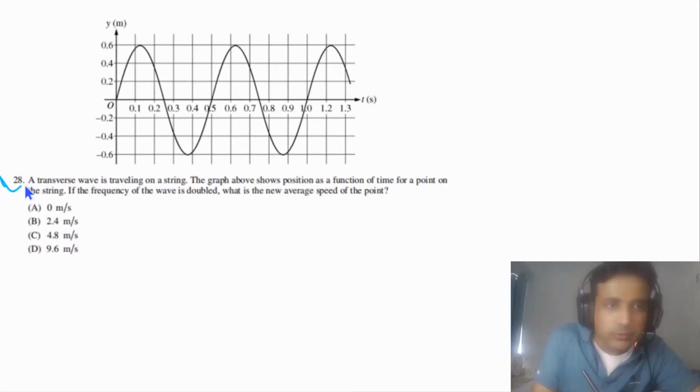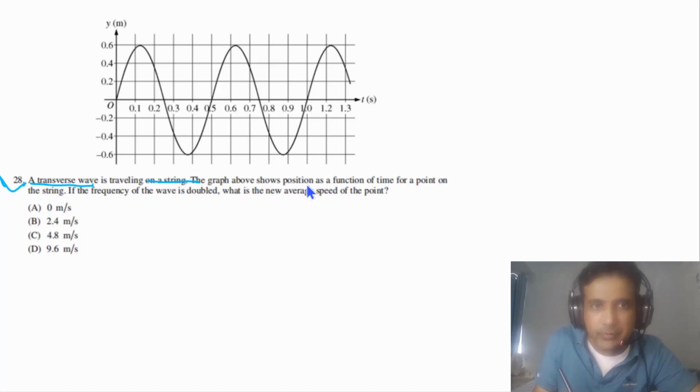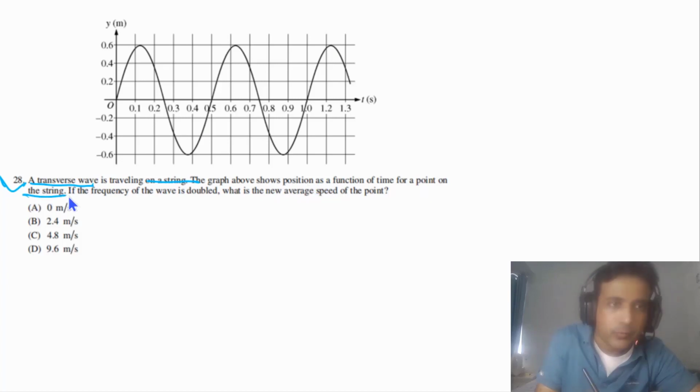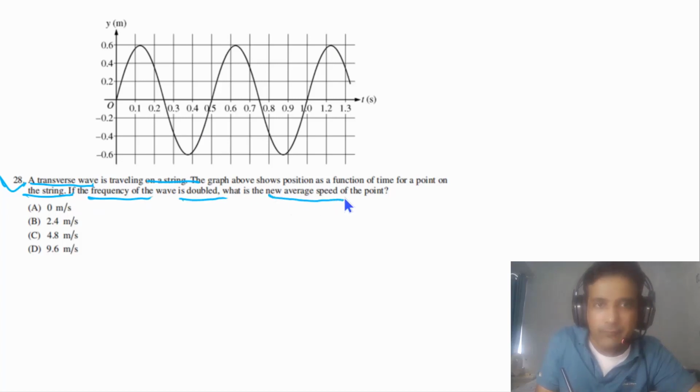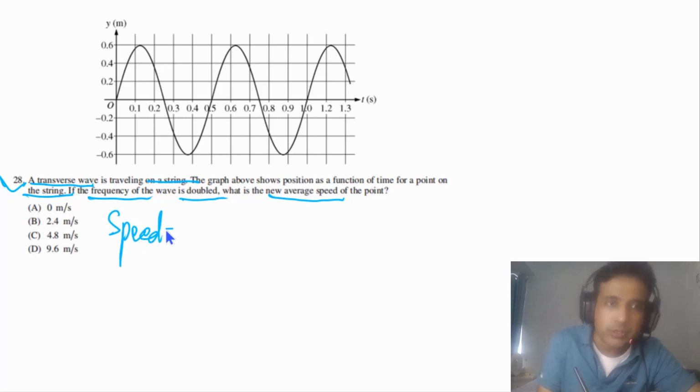Question 28 says a transverse wave is traveling on a string. The graph above shows position as a function of time for a point on the string. If the frequency of the wave is doubled, what is the new average speed of the point? So in this case we are talking about speed, so simply we can say speed is equal to distance traveled by the point in a certain period of time, meaning distance divided by time.